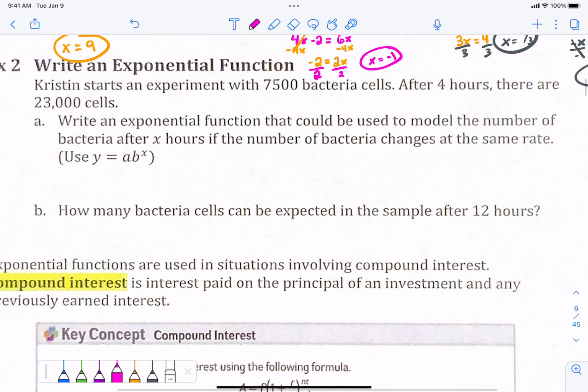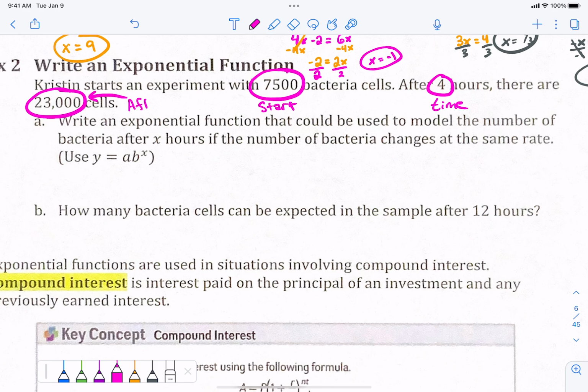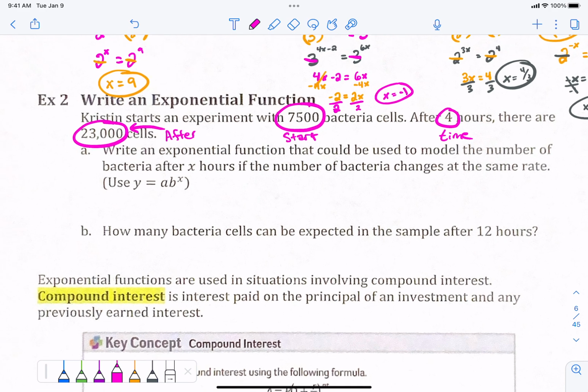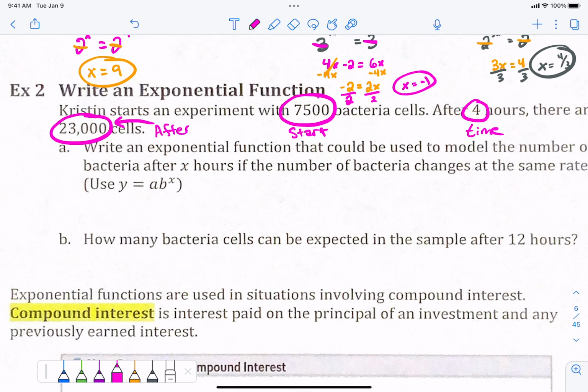Okay, all right. Kristen starts an experiment with 7,500 bacteria. This is the start. And after 4 hours, that's my time, there are 23,000 cells. That is like a lot. This is my after amount. So starting amount, I have the time, and I have the after amount. Those bacteria are growing super fast. 4 hours to turn 7,000 into 23,000.